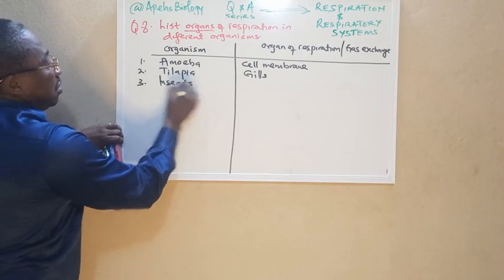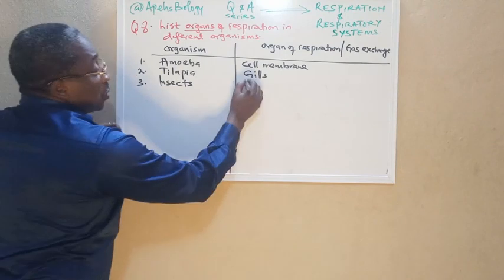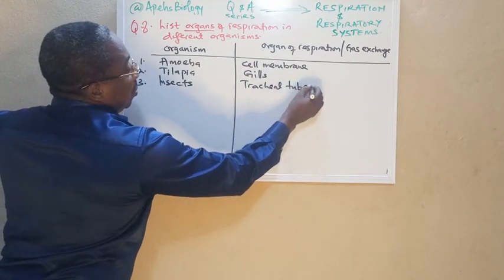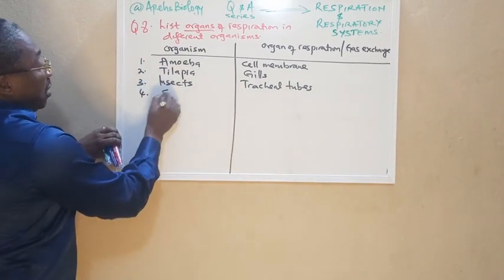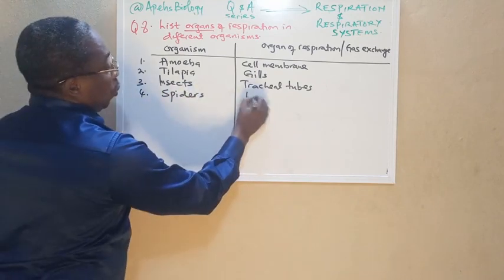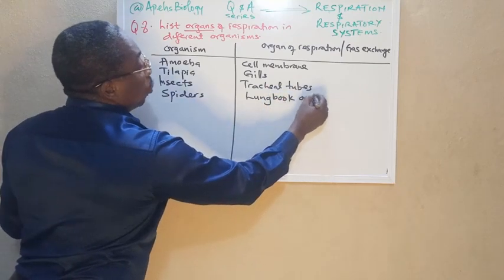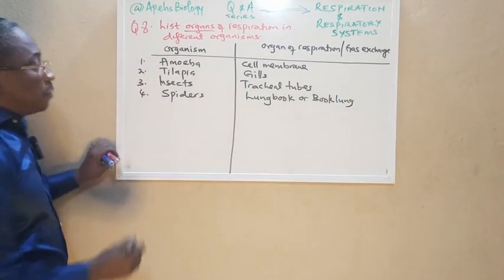Then you have insects. Your insects like cockroaches, grasshoppers, mosquitoes, they use what is called tracheal tubes for respiration. Have you come across spiders before? Spiders have their own organ of respiration. We call them lung book, or we call it book lung. It's acceptable, all right? Lung book or book lung.